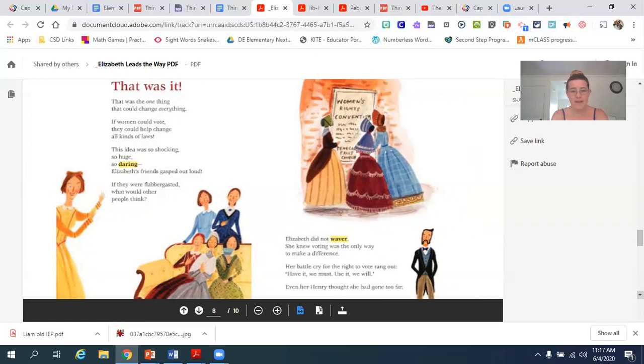Well, Elizabeth did not waver. She knew voting was the only way to make a difference. Her battle cry for the right to vote rang out. "Have it we must. Use it we will." Even her Henry thought she had gone too far.